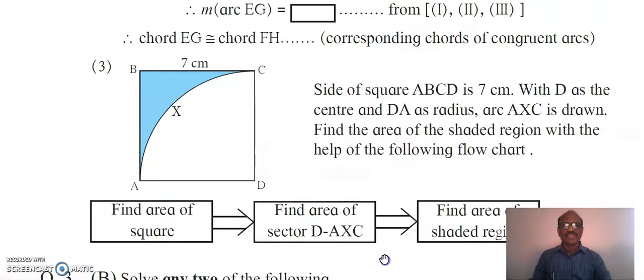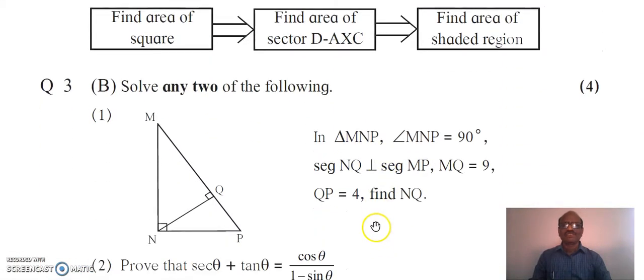Now we see the next question, which is question number 3. Solve any two of the following questions. In the figure MNP, the measure of angle MNP is equal to 90. Segment NQ is perpendicular to segment MP. MQ is equal to 9 and QP is equal to 4. Then find the value of NQ.